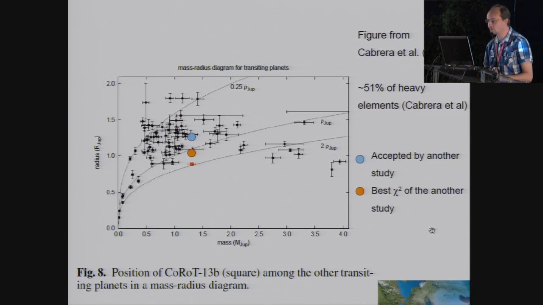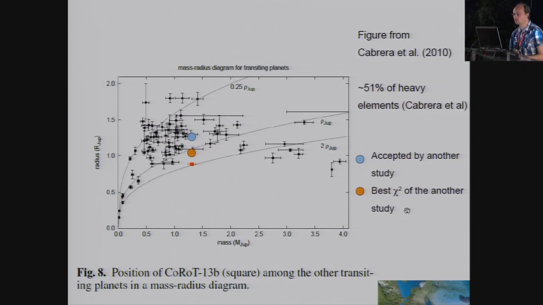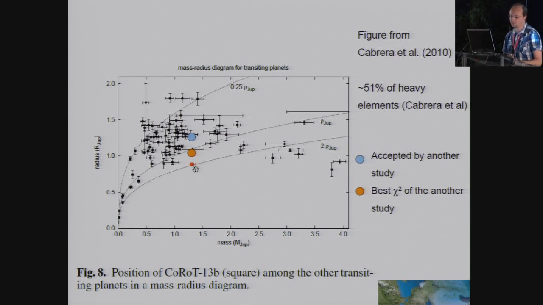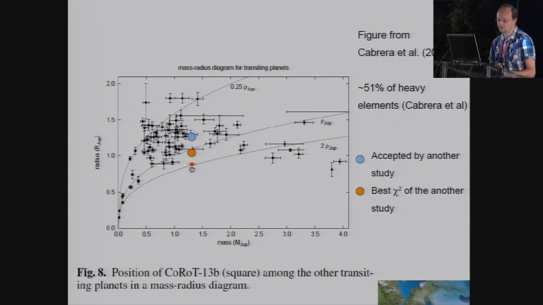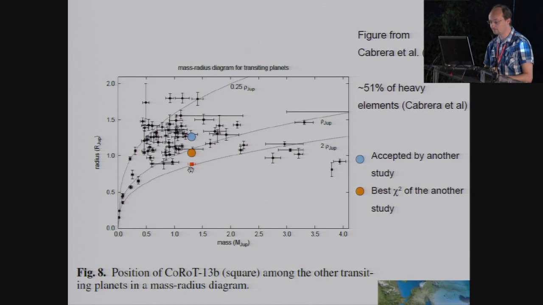And I had a nice story. I modeled CoRoT-13b for a CoRoT paper, and I found that it should have a position close to here. This red square shows the position on the mass-radius diagram, and you can see that it has a very high density. There is no other planet in the vicinity of CoRoT-13b. One year later, another study by other authors was published, and they found that their best solution has a bigger radius, so a smaller density, and it is much closer to the clump of the other planets.